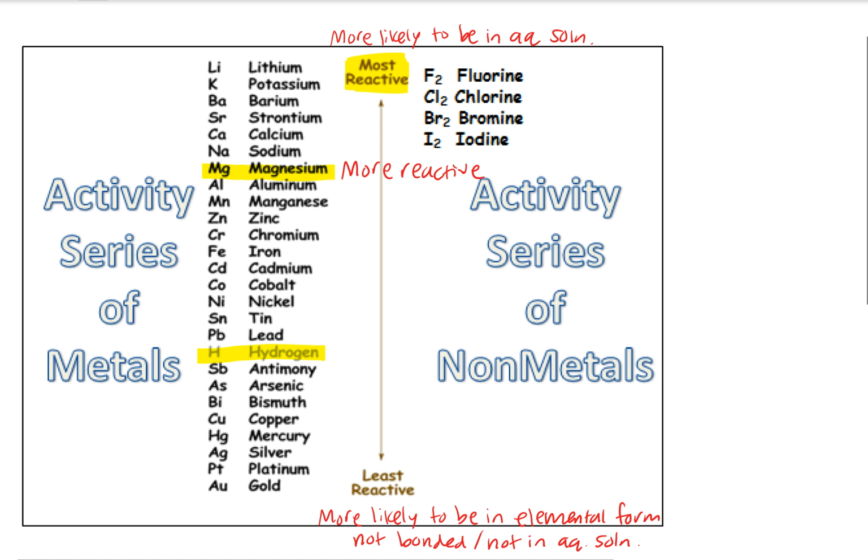So when I read this chart, the element that is higher on this list is capable of replacing those elements below it. So magnesium can replace hydrogen in aqueous solution, but hydrogen cannot replace the magnesium. And that's because magnesium is the more reactive element.